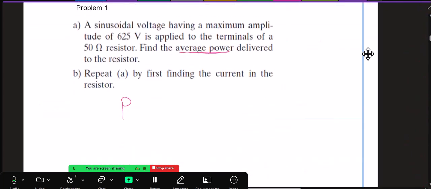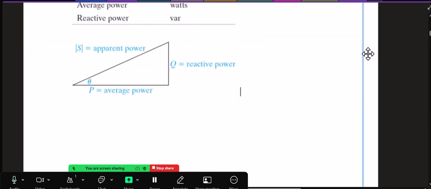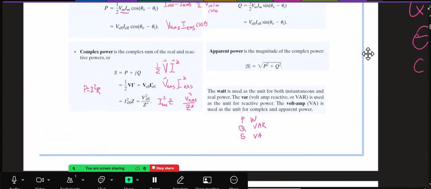We also would have that P is going to equal V squared over R, because our load here is just a resistor, and so we're just looking for the real part. Now, to use this, we do need VRMS. So I think, did we have that one up here? We didn't.